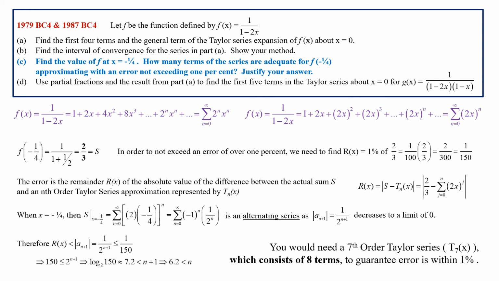The problem is that's not the answer to the question. The question asks you how many terms of the series. And since we start our series with a 0th order, if you actually get up to the 7th order, that's 8 terms. And that's the answer to the question. So although n is going to be 7, that's the order of the polynomial. The question asks how many terms of the series, and that's why I'm going to need to say I will need 8 terms to guarantee accuracy within 1% of 2/3.